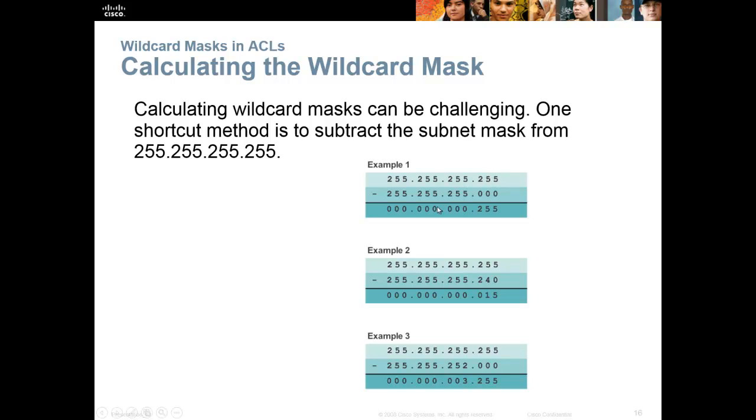All right, so again, just take 255.255.255.255 and subtract your subnet mask from it. So if my subnet mask is 255.255.255.0, the inverse becomes 0.0.0.255. If my subnet mask is 255.255.255.240, it comes out to 15. So again, easy peasy.